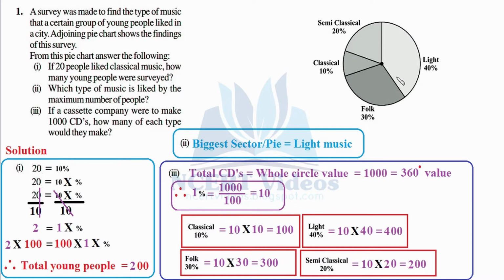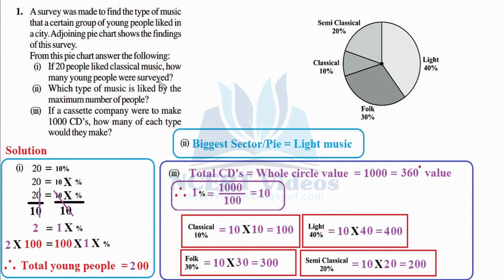Remember, these are sectors of this pie chart that we just learned in the introduction part of pie charts. Based upon the knowledge that we acquired from the introduction part, we shall try to answer these three parts. So the first one says, if 20 people liked classical music, so it is a linear equation over here.